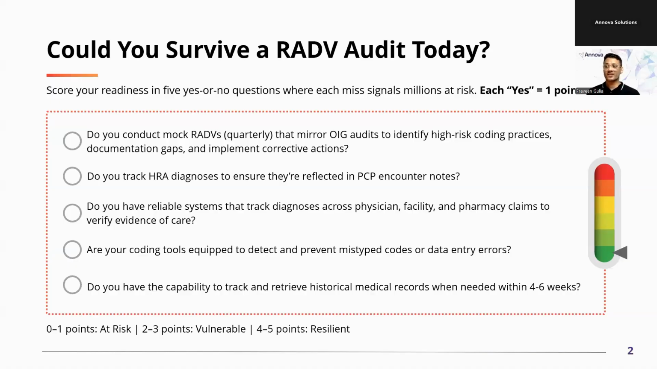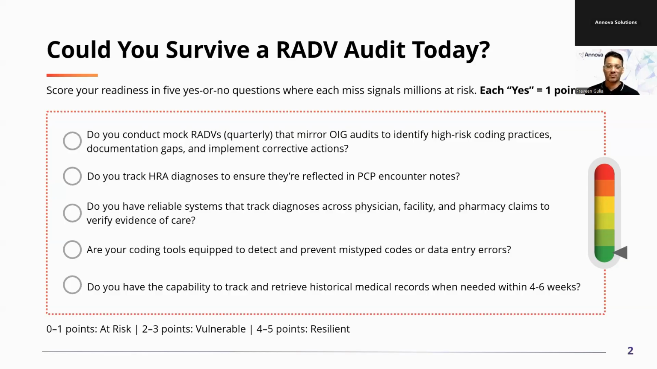All right, so next is analytics. Analytics, not the kind that boosts your risk scores, but the kind that prevents clawbacks. The question is, who will find the patterns first, you or OIG?